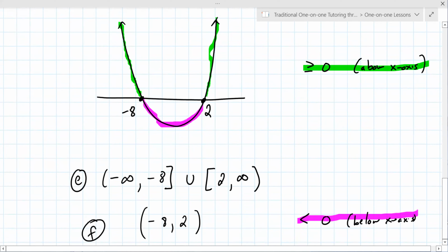Okay. And when you're answering these, if the graph opens down, there are some small shifts, but generally there's part that's always above and part that's always below, and that's what you're answering. Okay.